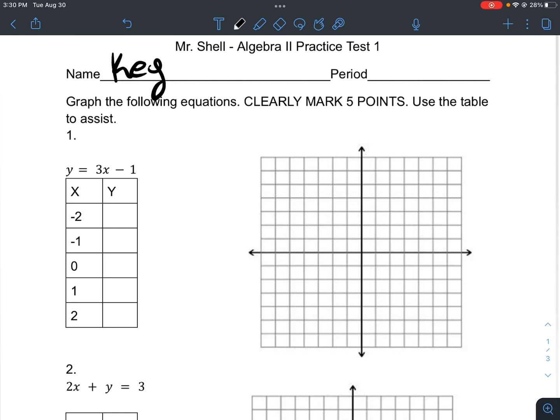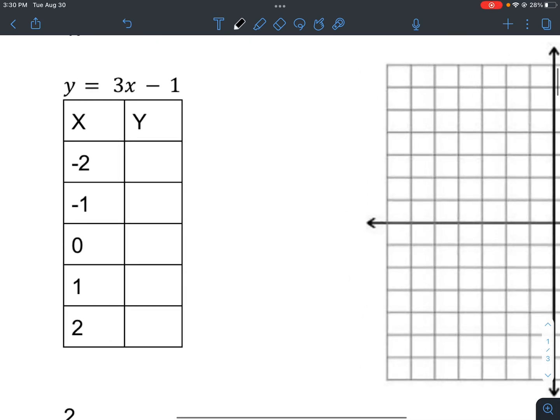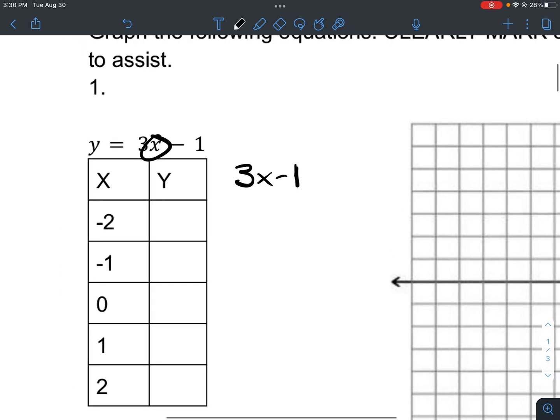Our first equation is y is equal to 3x minus 1. I'm going to go ahead and write it over here. We look at our inputs, and the first thing we notice is that our input does not have any exponents. So we know that this is going to be linear. That means it's going to be a straight line. If the points that we come up with are not a straight line, we know we have to go back and check some work and make sure we're doing all the right things.